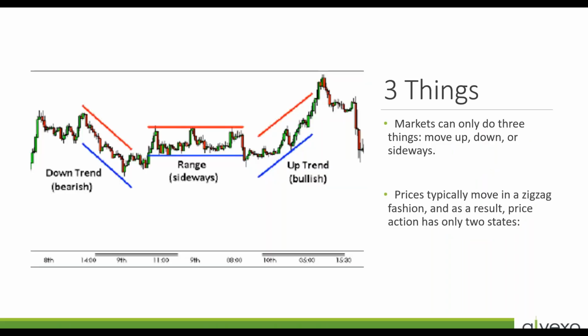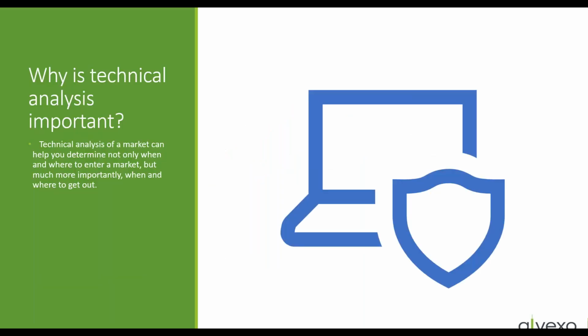Because markets can only do three things. They can move up, they can move down, or they can move sideways. Now, price typically moves in a zigzag fashion, and as a result, price action only has two states. It's either giving you a well-qualified trading opportunity, or it's giving you a bunch of randomness.